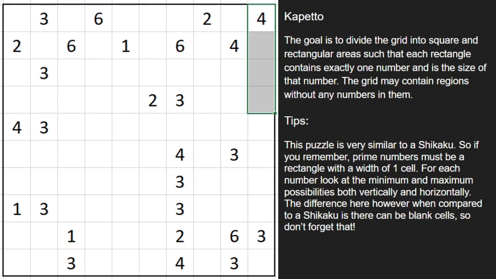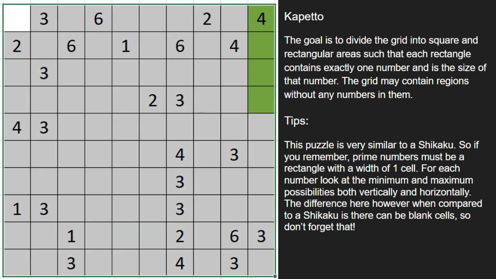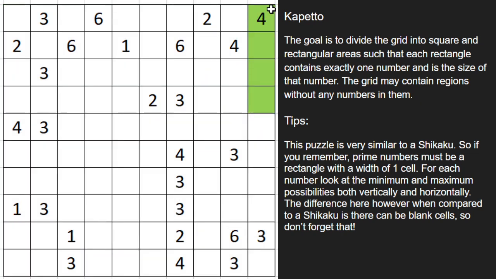So what I'll do is I'll make that green, and let's make it so that we can see all the cells' borders. So that's a good start. This 6 in the other corner is also going to be very constrained. Can't go down, can't go right, and it really can't go to the left all the way, and it can't go up all the way.